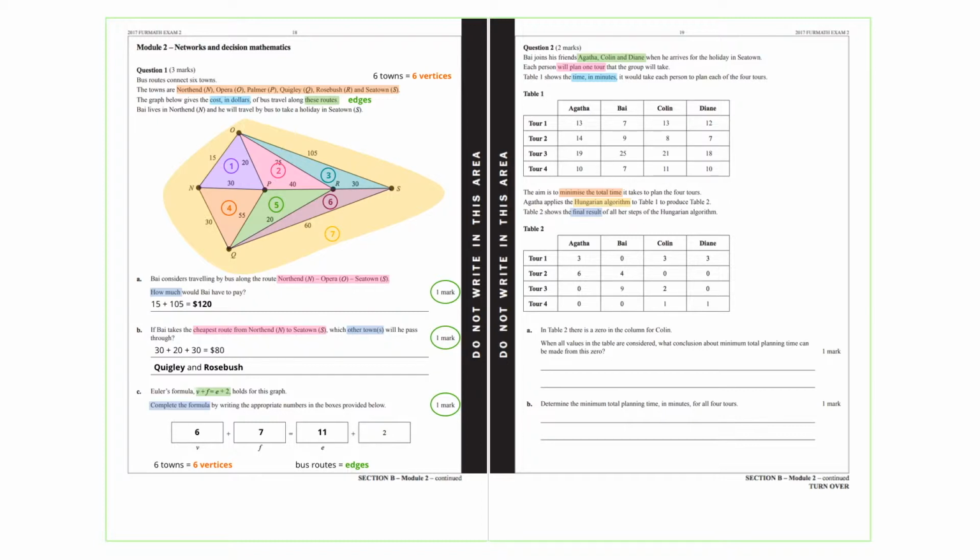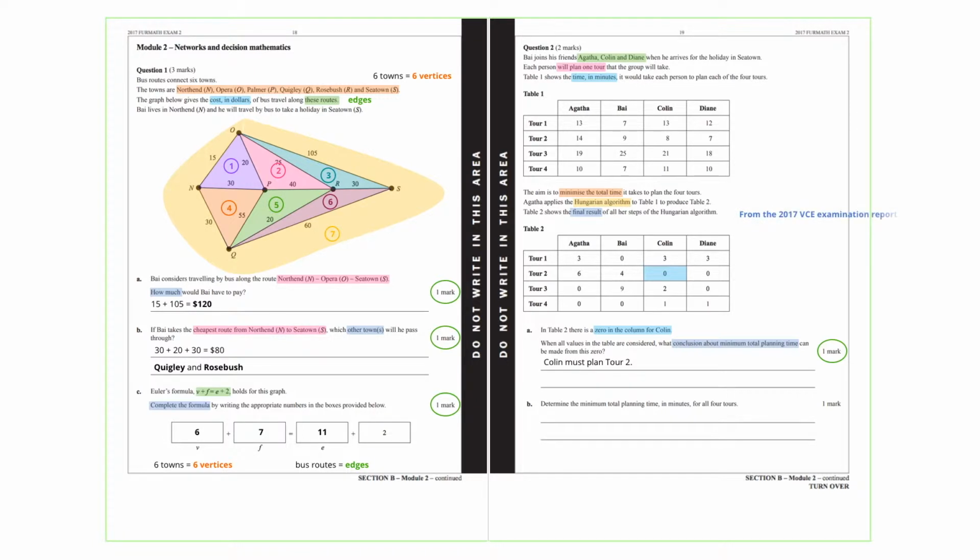Part A. In Table 2, there is a 0 in the column for Colin. When all values in the table are considered, what conclusion about minimum total planning time can be made from this 0? The conclusion is that Colin must plan tour 2. This question is worth 1 mark for the correct answer.